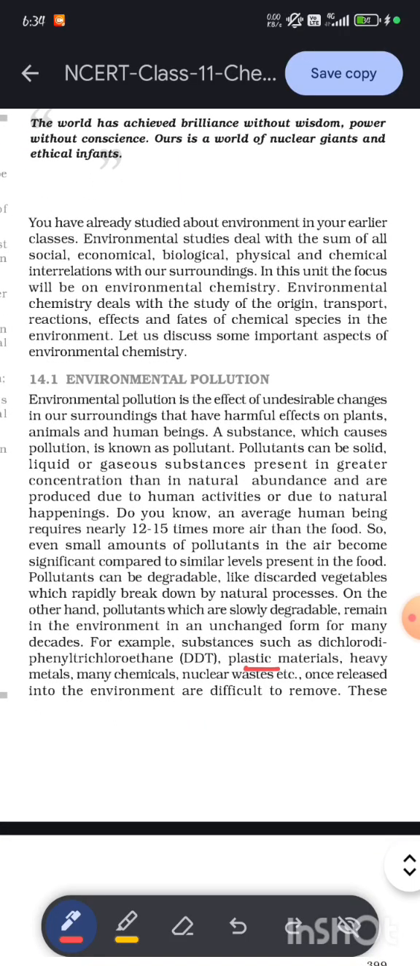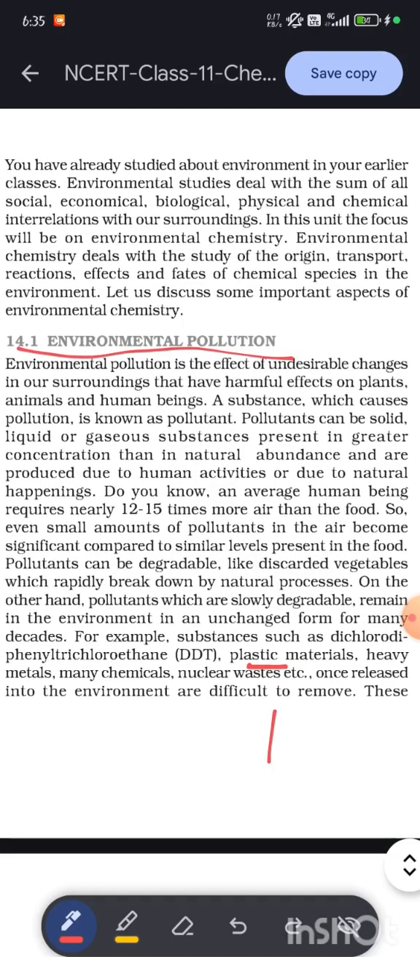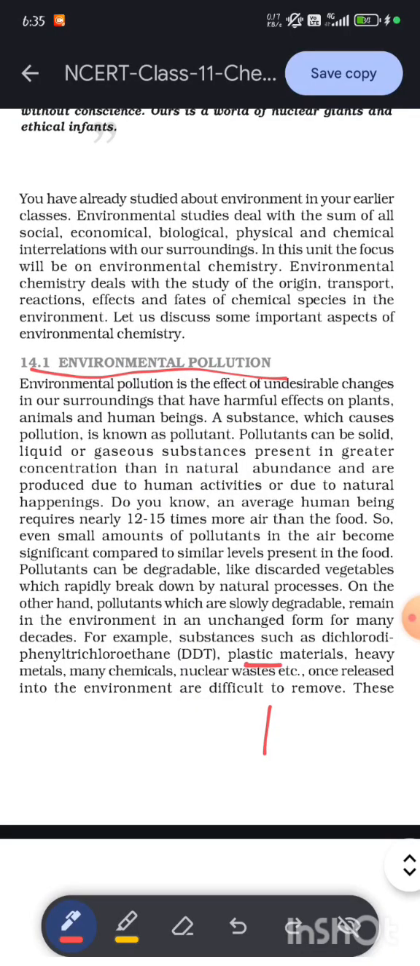Let us study environmental pollution. Environmental pollution is the effect of undesirable changes in our surroundings that have harmful effects on plants, animals, and human beings. A substance which causes pollution is known as a pollutant. Pollutants can be solid, liquid, or gaseous substances present in greater concentration than in natural abundance and are produced due to human activities or due to natural happenings.